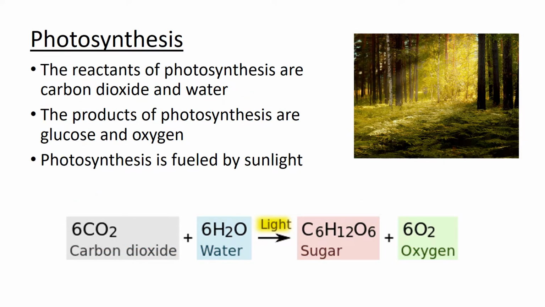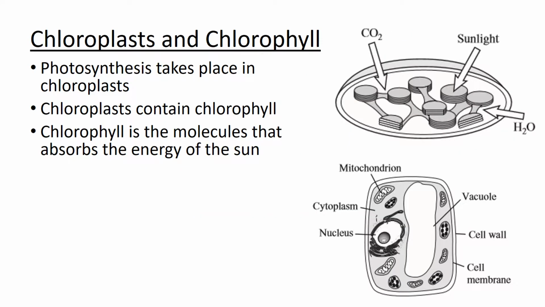Again, the reactants of photosynthesis are carbon dioxide and water. The products of photosynthesis are glucose and oxygen. Glucose is our sugar. And photosynthesis is fueled by sunlight. Photosynthesis takes place in chloroplasts. Chloroplasts are organelles found in plants. They're found in some other organisms too, but they're found in all plants. Chloroplasts contain chlorophyll, and chlorophyll is the molecule that absorbs the energy of the sun. So chlorophyll is the molecule that's in chloroplasts that makes photosynthesis possible.